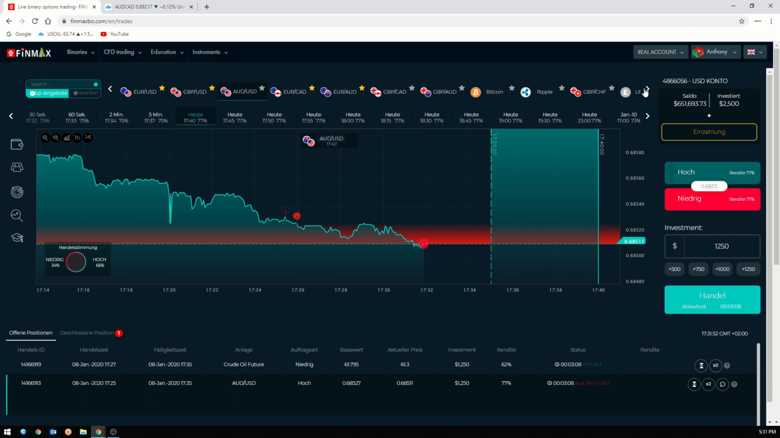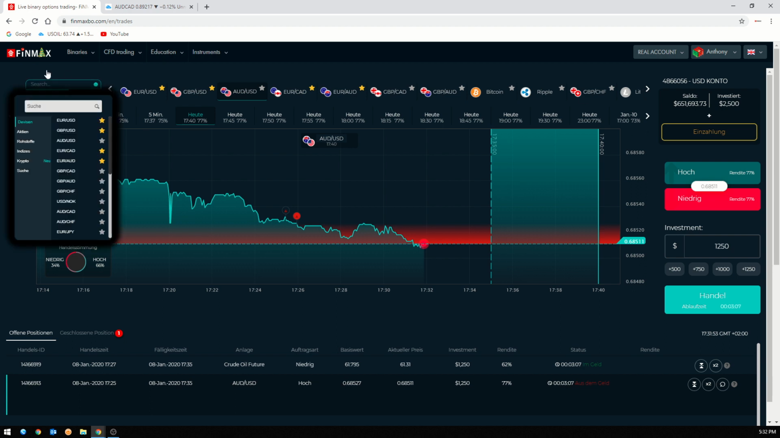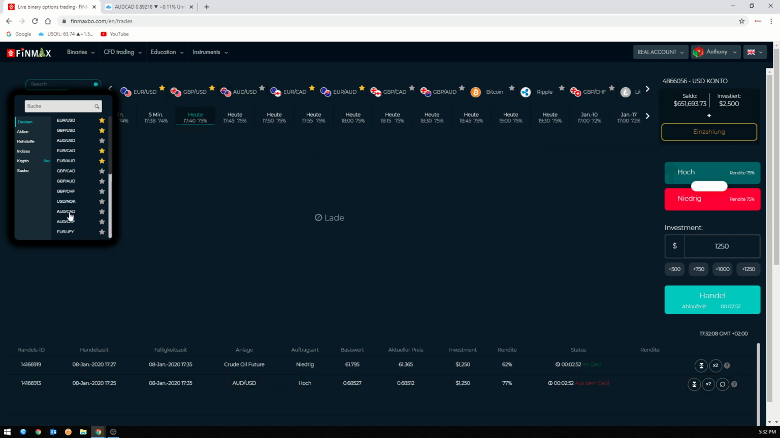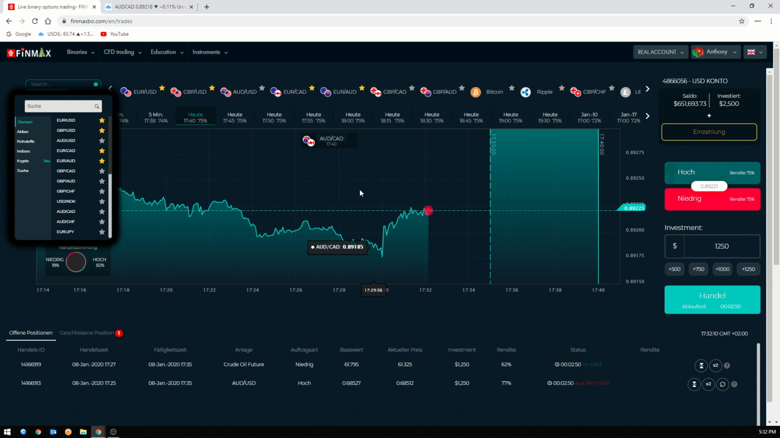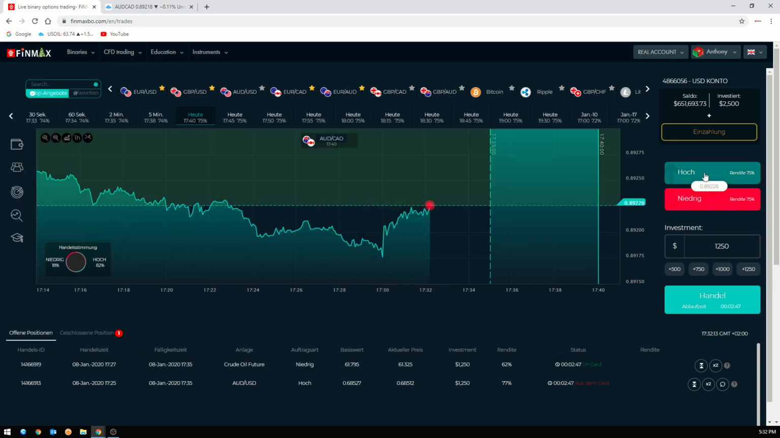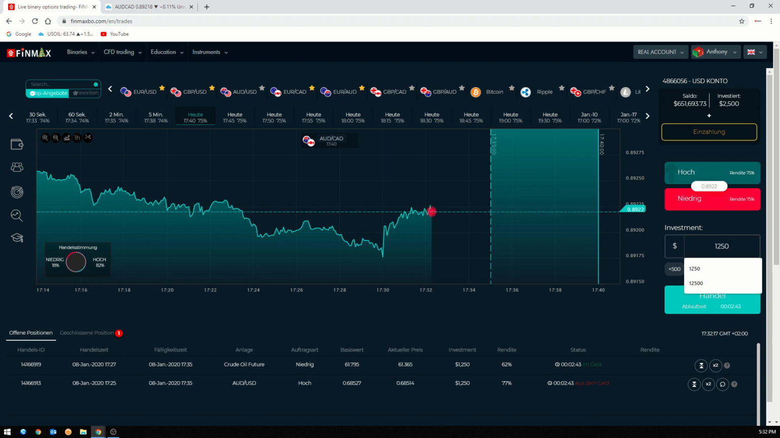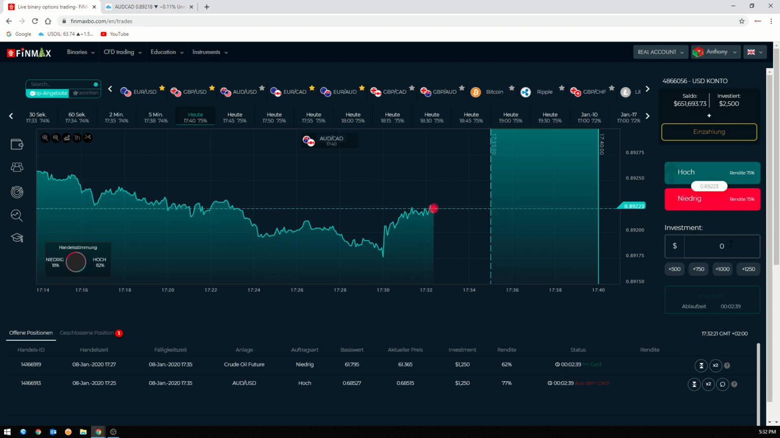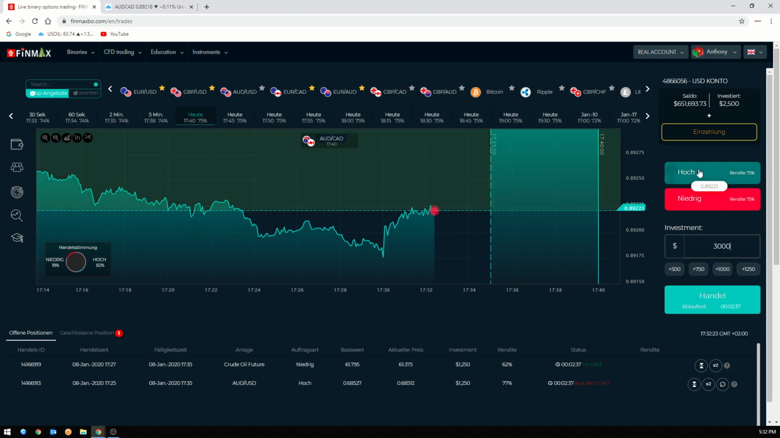At the moment we have the trade for the crude oil up. Let us open AUD/CAD. Fantastic. So let us open a trade with 3000. I'm going to put 3000 per this trade. And we are going to look for Australian dollar Swiss franc as well.